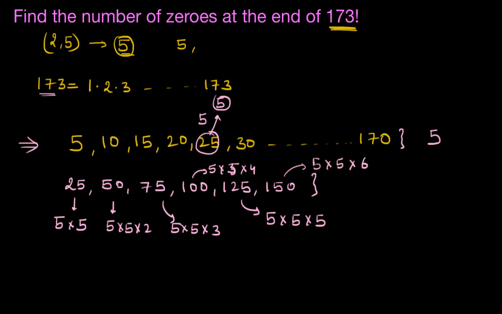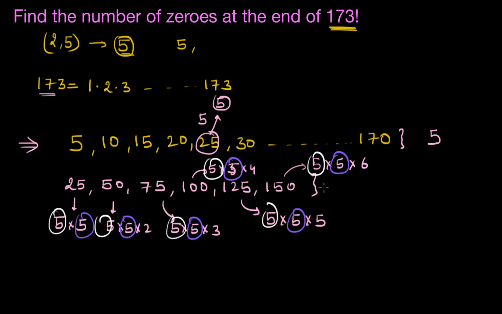Now all the numbers contain 2 5s, but one of the 5s we have already counted as a multiple of 5. This 5, this 5, and this we have already counted when counting the multiples of 5. So in this we'll just count one more 5. We'll just take this 5, this 5, this 5, one more 5, one more 5, and one more 5. So we'll again have 1, 2, 3, 4, 5, 6. We'll get 6 more 5s from here.